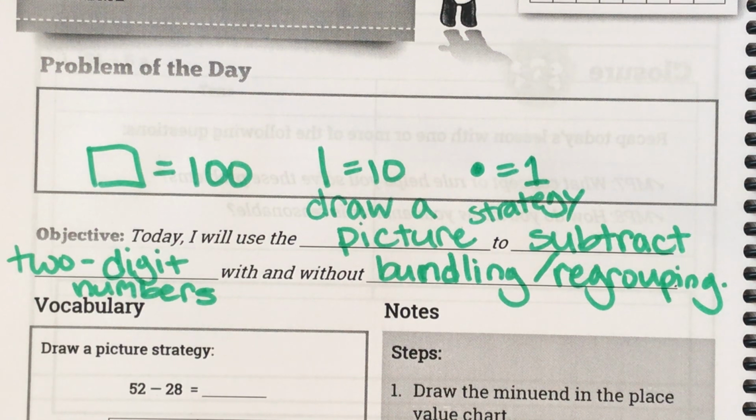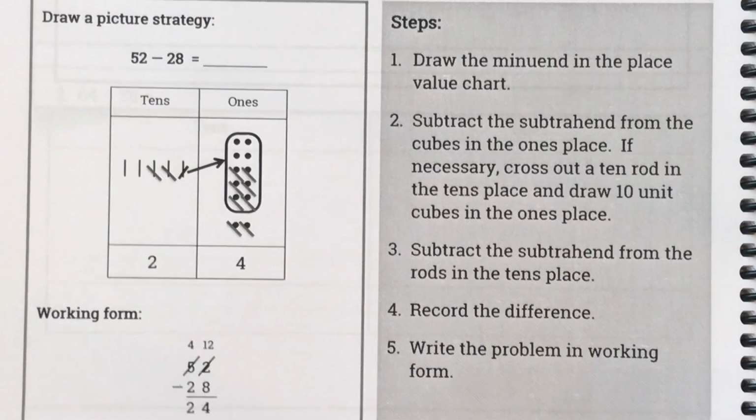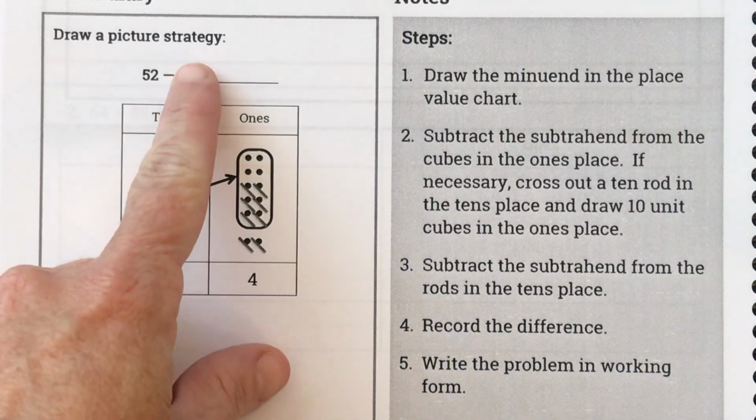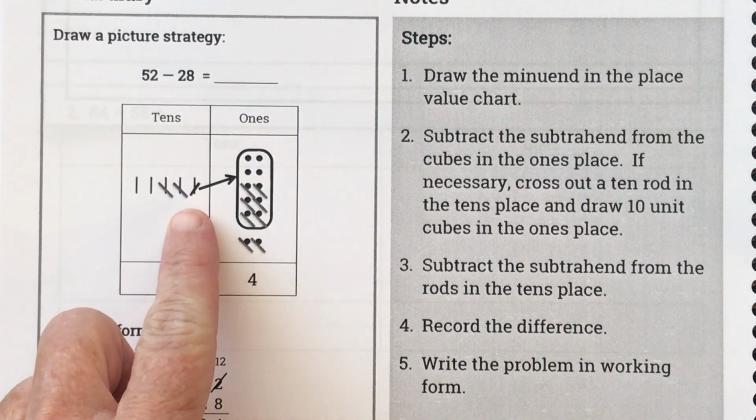And our new thing that we haven't done before is we're going to talk about this bundling and regrouping with subtraction. So we did some bundling and regrouping with addition. Now we're going to do it with subtraction. Okay, so let's look at our vocabulary. Here's an example of the draw a picture strategy.